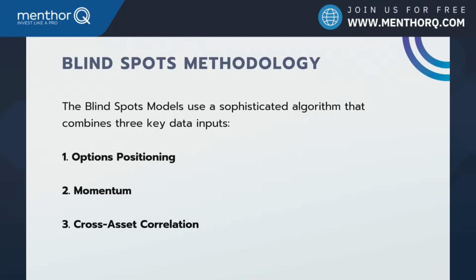So by combining option positioning, momentum, and asset correlations, the blind spot models can create a comprehensive data-driven view of where the market reactions are most likely to be. And basically, those blind zones can actually help you understand when to take a trade, how to manage your trade, and how to manage your risk as well. So the goal in the end is really giving you access to a tool that can provide you an advantage or an edge.